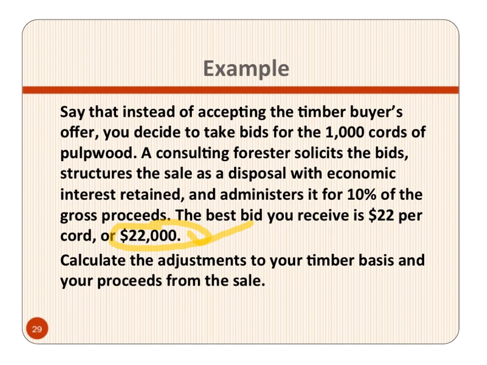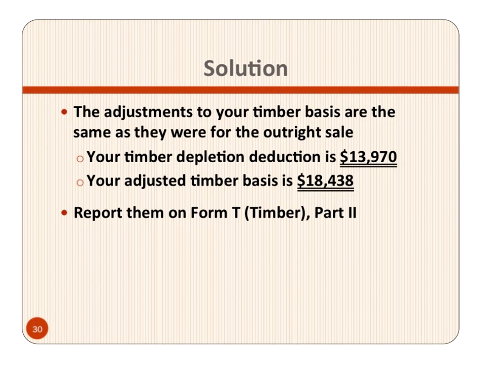So let's calculate your adjustments to your timber basis and your proceeds from the sale. The adjustments to your timber basis are just the same as they were for the outright sale. Your timber depletion deduction is the same, $13,970, and your adjusted basis left in your timber account is the same, $18,438. You would report them on Form T Part 2, and it would look exactly like it did in the last example.